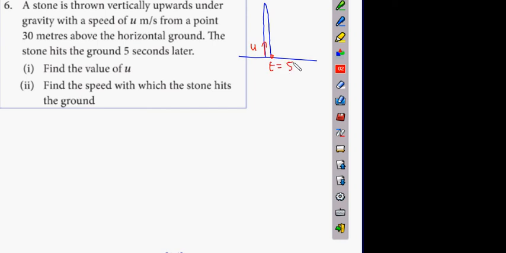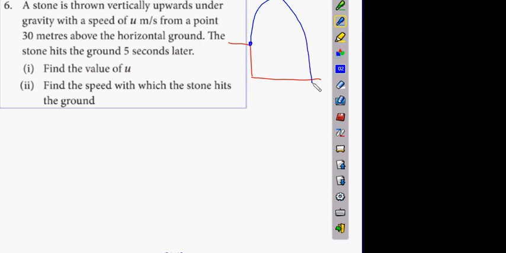Can anybody, just out of interest, tell me the time it takes to hit its maximum height? 2.5, because it's symmetrical. It says something about from a point 30 meters above. Oh, it does. So under symmetrical conditions, if you're on the ground and you throw up and it comes back down, the time taken to go up equals the time taken to go down. However, this isn't the case for this question. For this question, you're starting 30 meters into the air. You throw the ball up, and then it comes back down again.